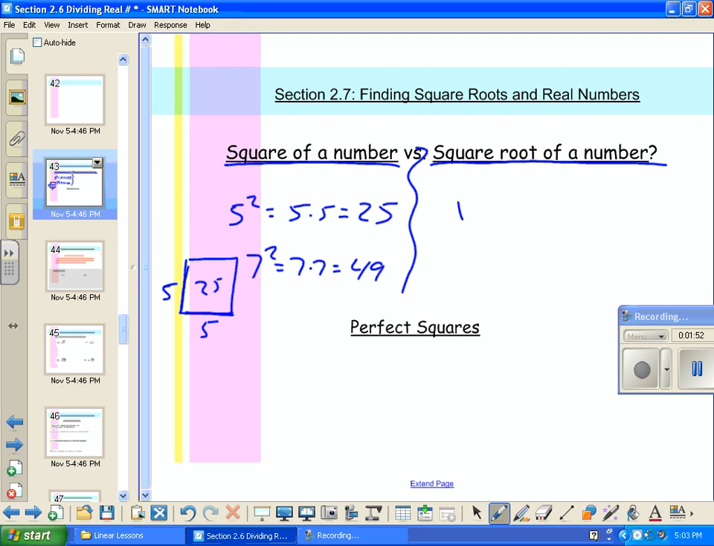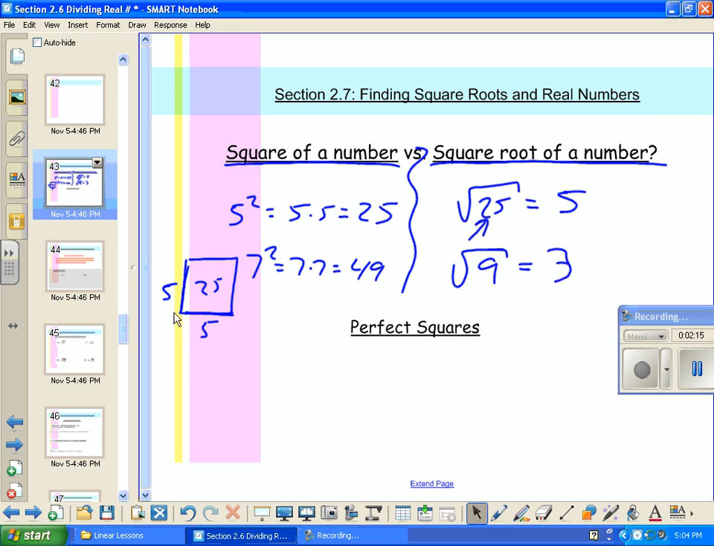The square root of a number is when we use this symbol that looks like a check mark with a line over the number. So let's say the square root of 25. That's saying what number times itself gives us 25. That number is going to be 5. The square root of 9 means what number times itself gives me 9. In this case, that's 3.